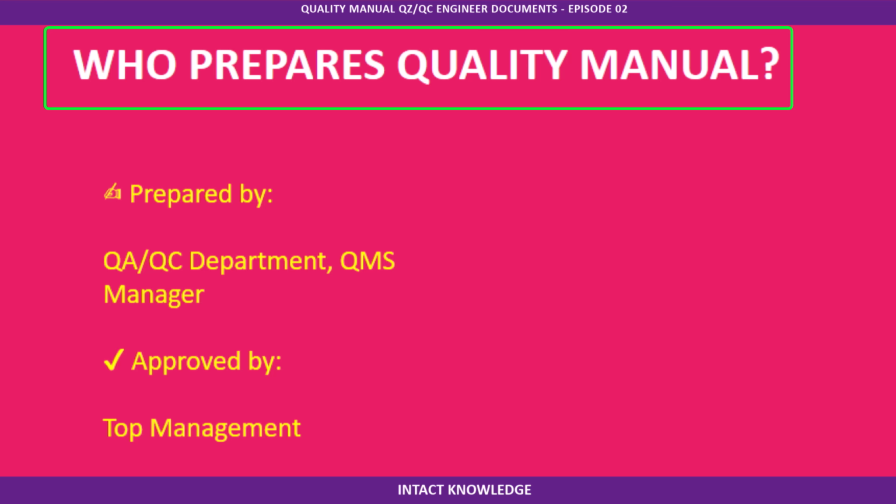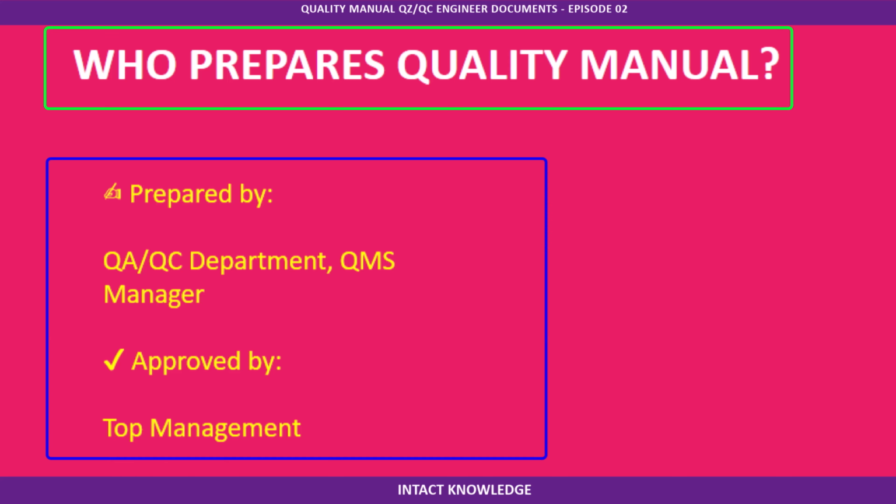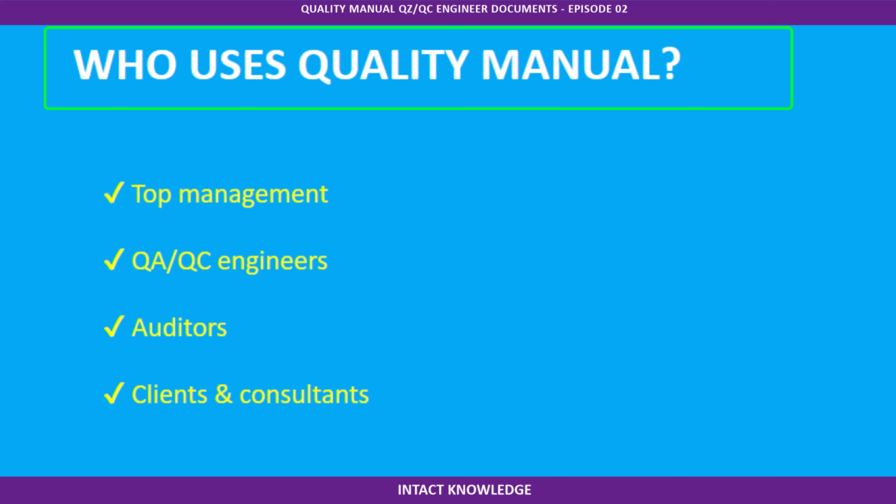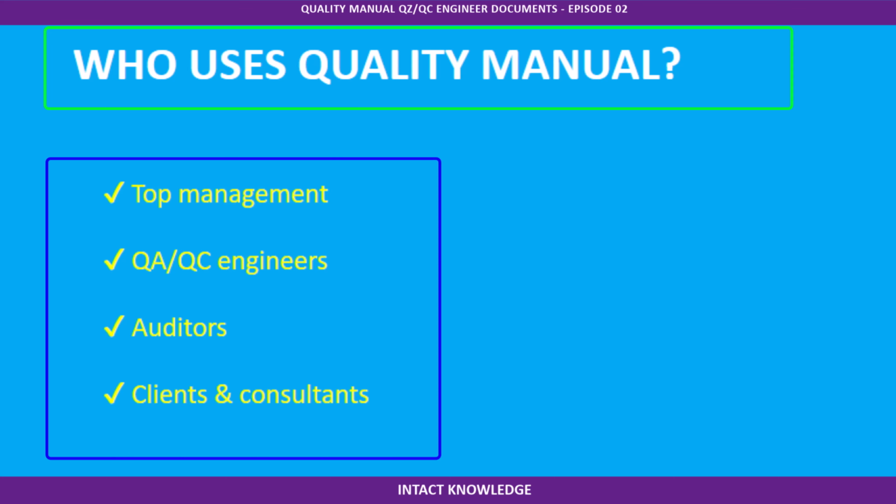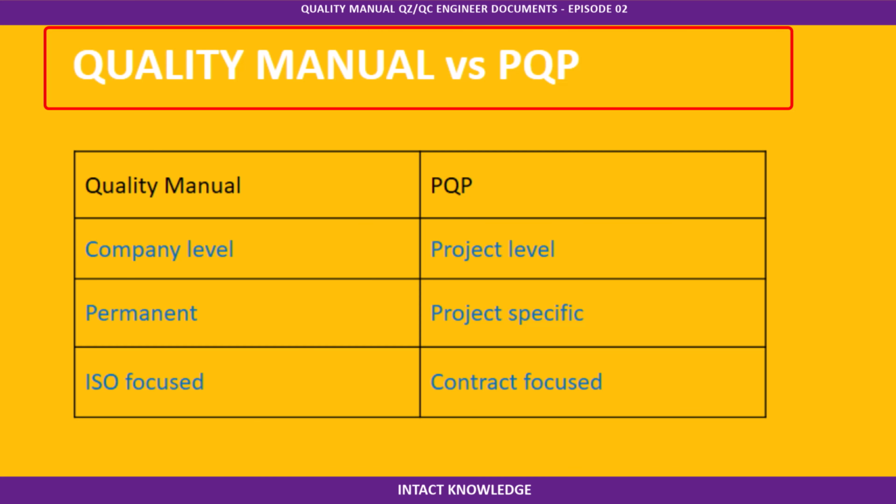Who prepares the quality manual? The quality manual is usually prepared by the QA/QC department or QMS manager, and it is reviewed and approved by top management. Who uses the quality manual? This document is used by management, QA/QC engineers, auditors, and sometimes by clients to understand the company's quality system.